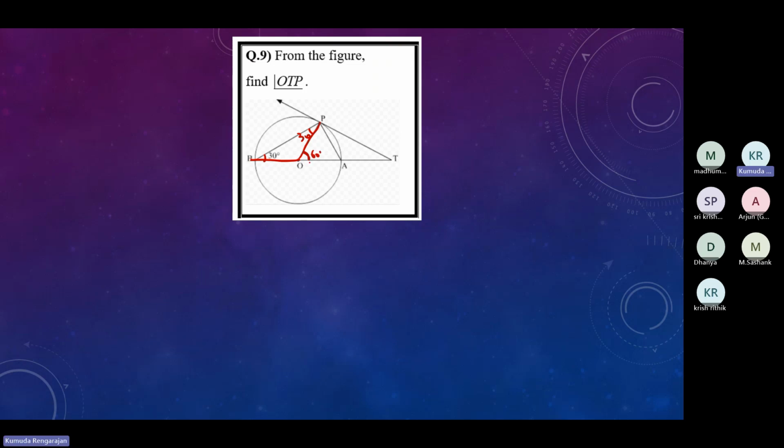Exterior angle is equal to the sum of the two interior opposite angles. Or you can write 60 straight away here because 30 plus 30 is 60, exterior angle. Or you can find this one 120 and then linear pair 60. Now this is 90. Radius tangent perpendicular. So now you can find OTP, angle sum property.